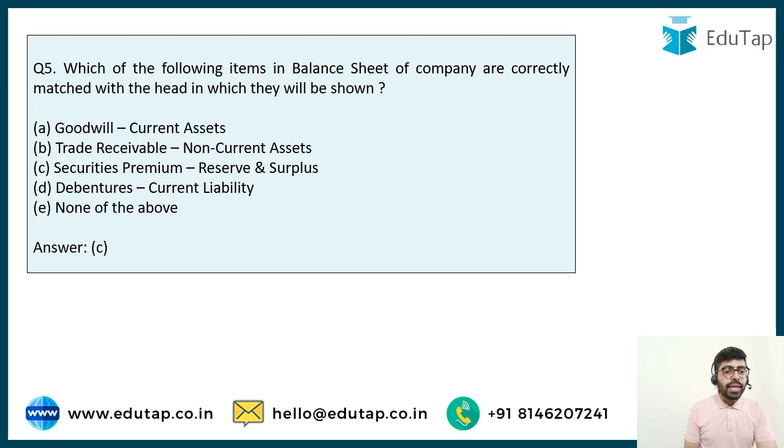Now we can easily answer this particular question. The thing which is matched correctly here is only securities premium, which is matched with the reserve and surplus. Goodwill would come under non-current asset, trade receivable under current asset, securities premium is correct, debenture is non-current liability. So the only correct matching here is of the securities premium which is shown under the reserves and surplus.